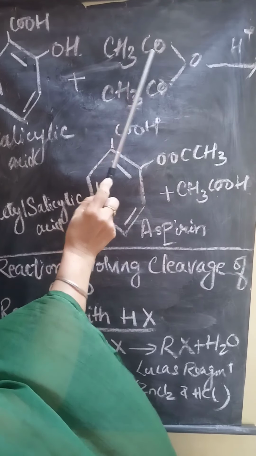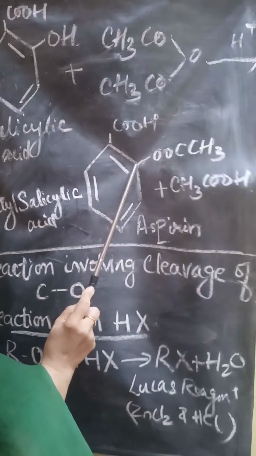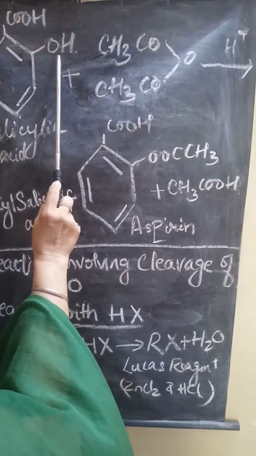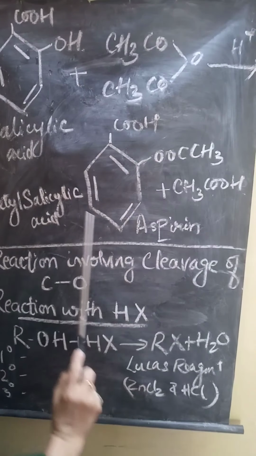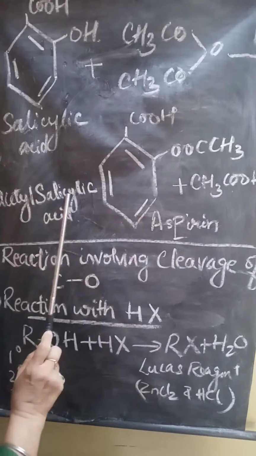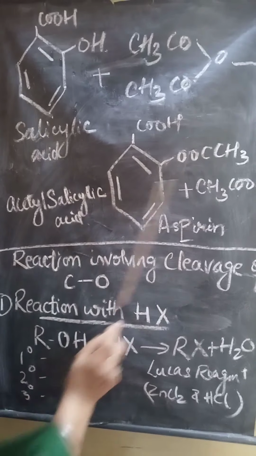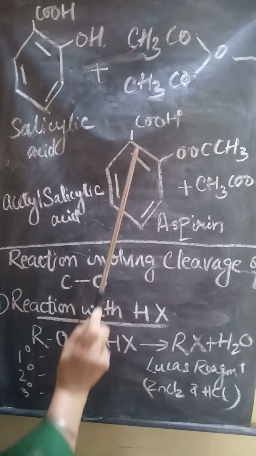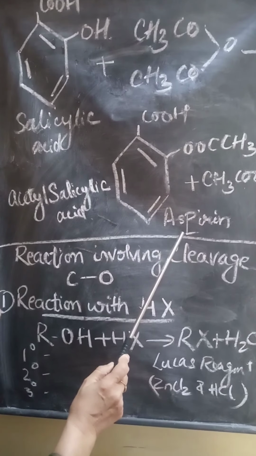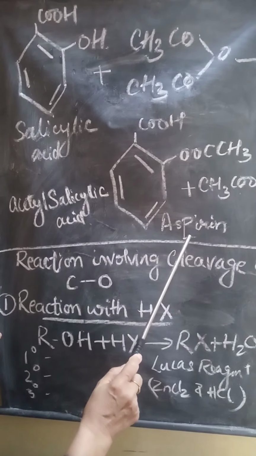The remaining CH3COO gets attached at the ortho position from where the OH group has been removed, thus forming an acetyl compound which is known as acetyl salicylic acid. This is acetyl salicylic acid, and this final product is known as aspirin.